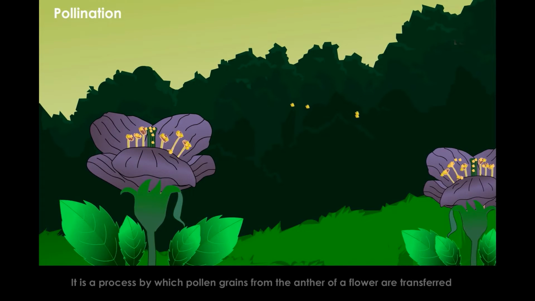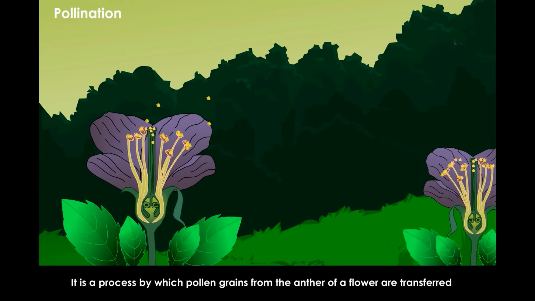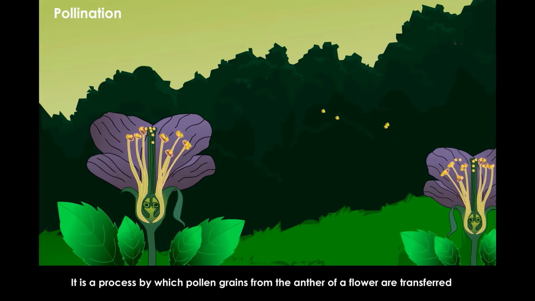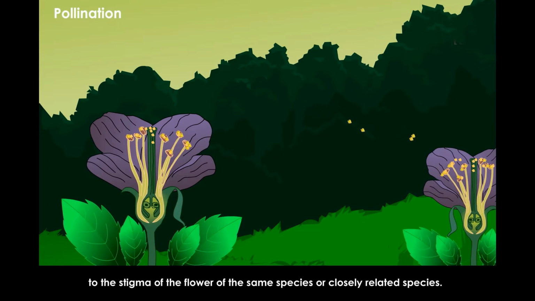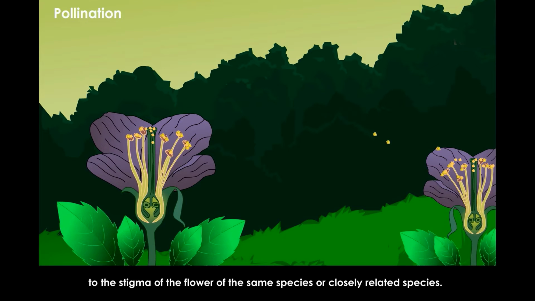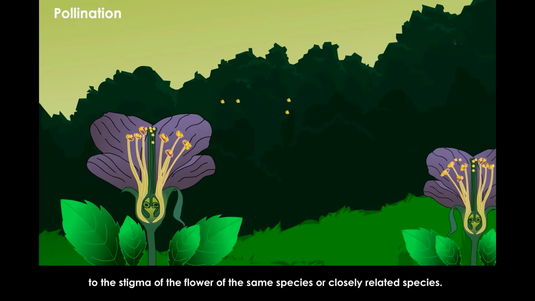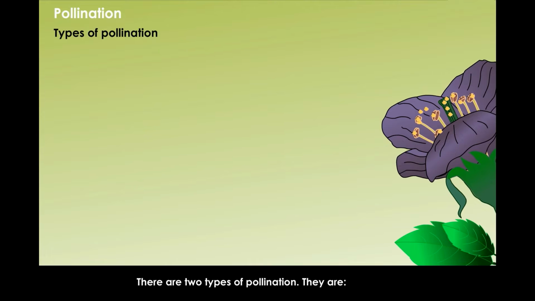Cross-pollination. It is a process by which pollen grains from the anther of a flower are transferred to the stigma of the flower of the same species or closely related species. Types of pollination. There are two types of pollination. They are self-pollination and cross-pollination.